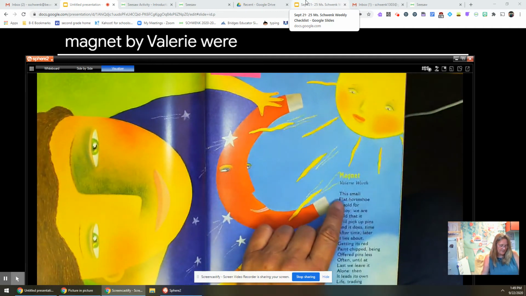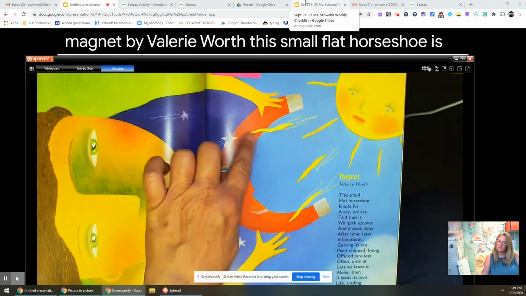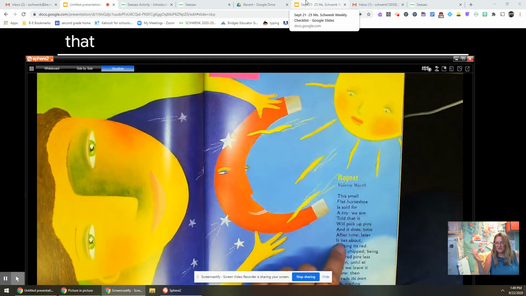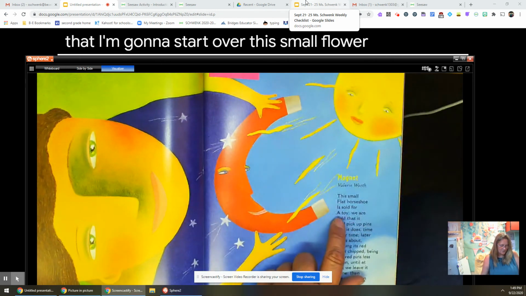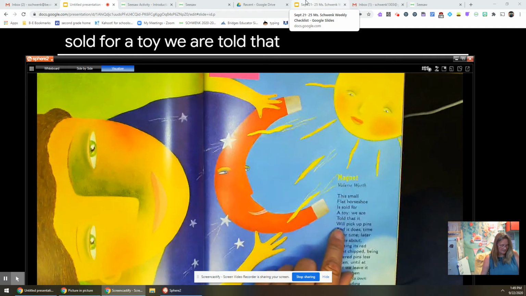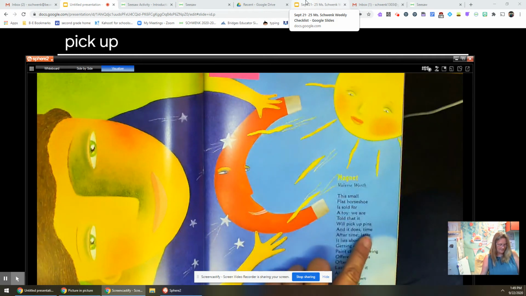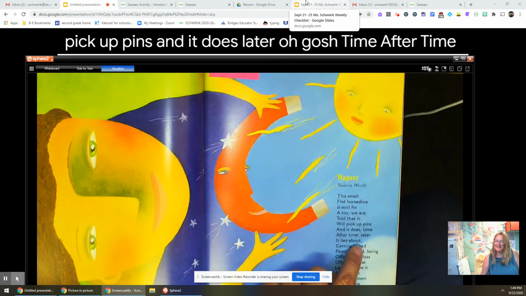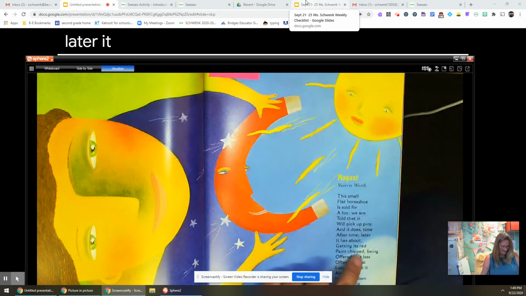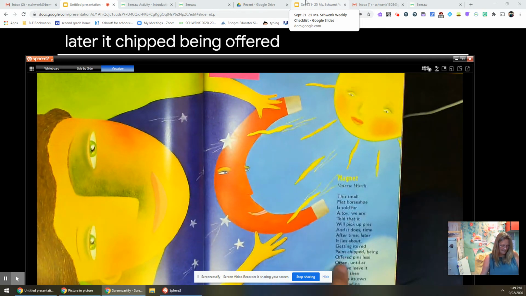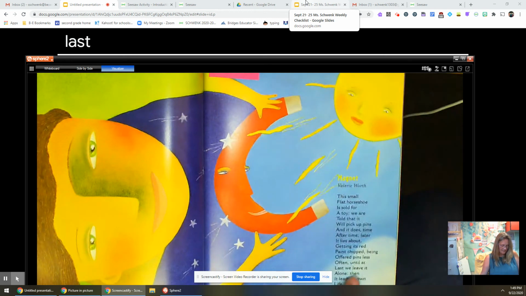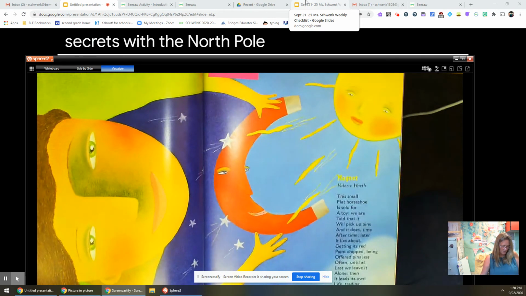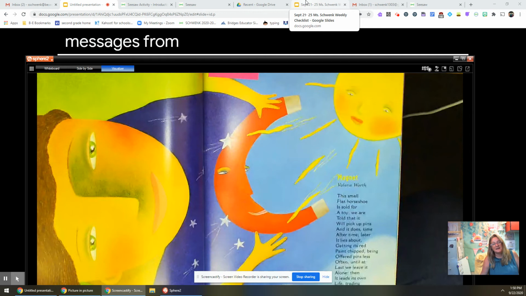Magnet by Valerie Worth. This small flat horseshoe is sold for a toy. See, they made it look like the moon, but you get those magnets that have that shape just like that. I'm going to start over. This small flat horseshoe is sold for a toy. We are told that it will pick up pins, and it does, time after time. Later, it lies about, getting its red paint chipped, being offered pins less often, until at last we leave it alone. Then it leads its own life, trading secrets with the North Pole, reading invisible messages from the sun.